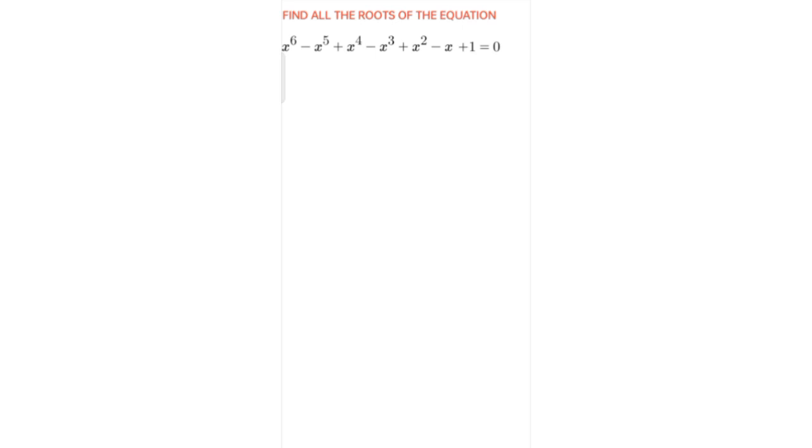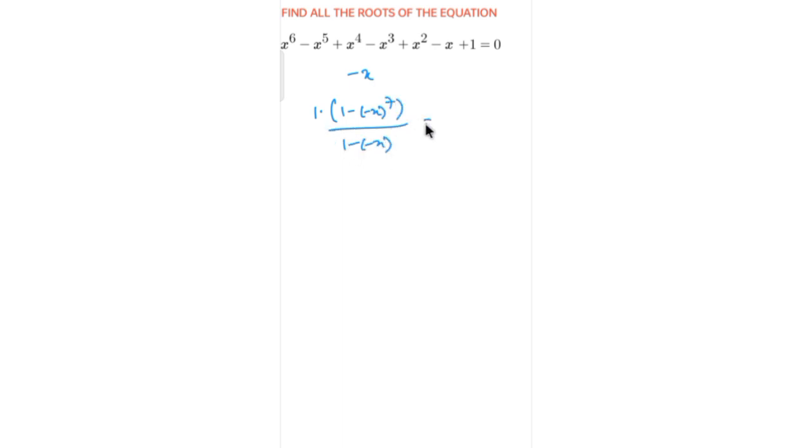So this is: find all the roots of the equation x power 6 minus x power 5 plus x power 4 minus x cube plus x square minus x plus 1 is equal to 0. This is a 6-degree polynomial given to us, and from this we can conclude that this is a GP basically, with the ratio r equal to minus x. So we shall use the sum of 7 terms here to get the simplified version of the LHS. That is 1 into 1 minus (minus x) whole power 7 divided by 1 minus (minus x), which is equal to 0.